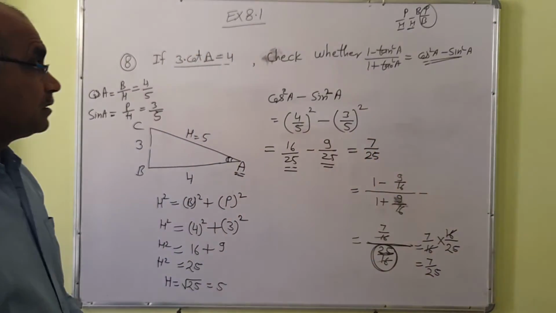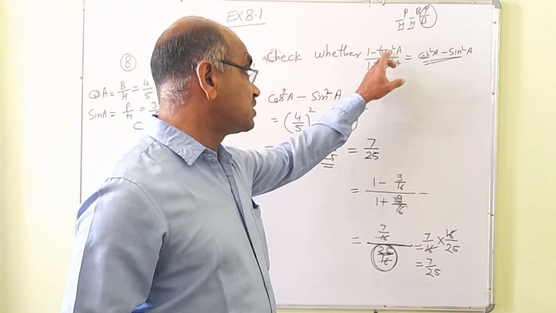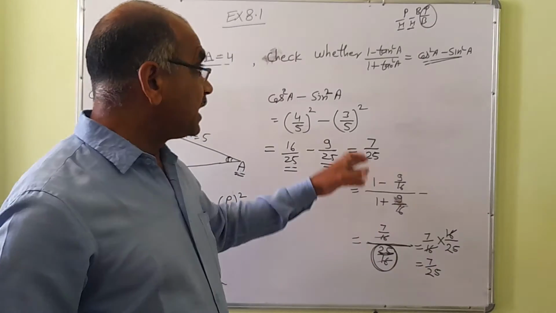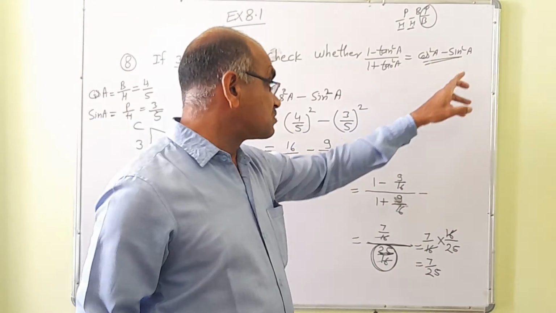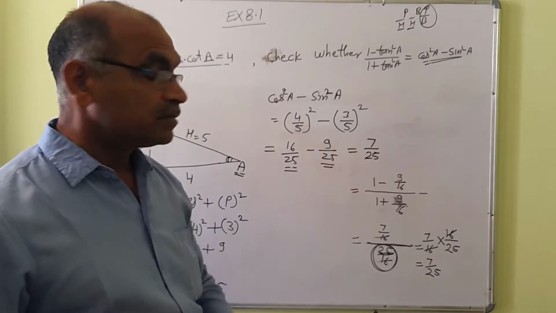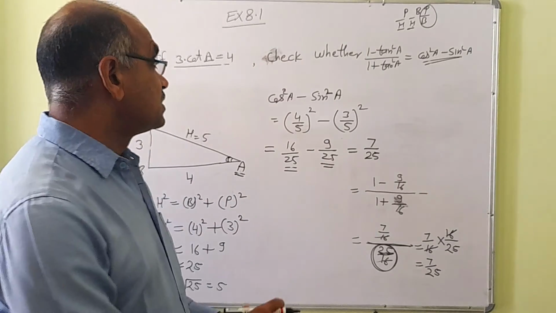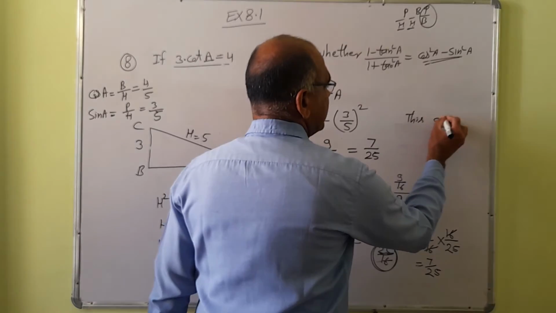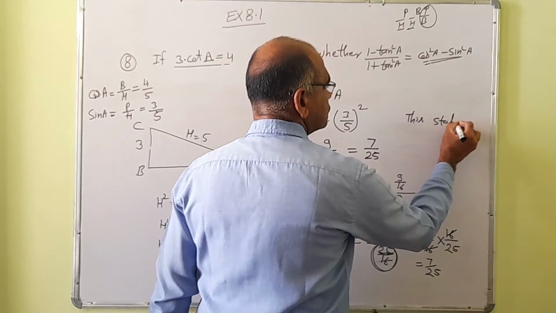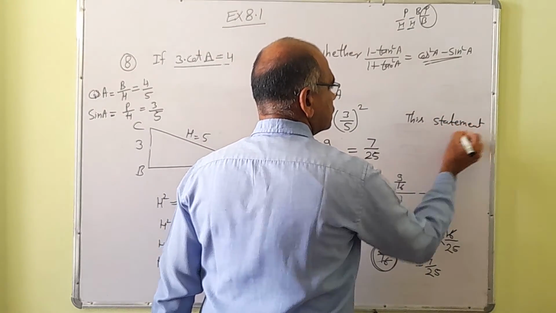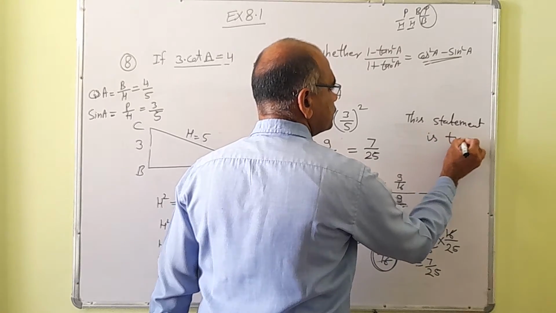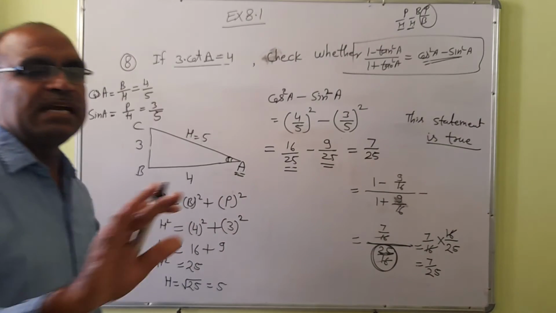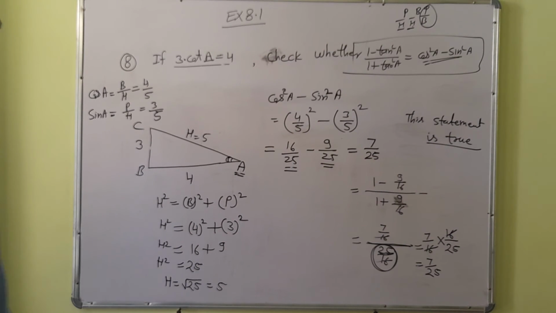You can see here value of 1 minus tan square A upon 1 plus tan square A is 7 upon 25, and as well as cos square A minus sin square A value is 7 upon 25. So this is true. This statement is true. ये जो स्टेटमेंट लिखा हुआ है ये ट्रू है. बस ये चेक करना था आपको ऐसे वैल्यूज फाइंड करके.